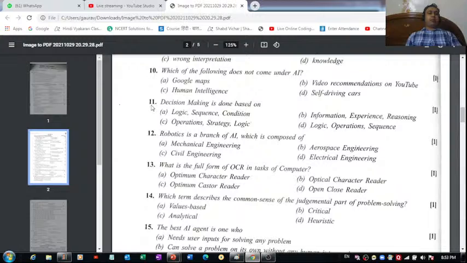Then we have question number 11, which is decision making is done based on. So we have four options here. Now, decision making is done on logic, sequence, and condition. No, it is not correct. We don't take into consideration logic or sequence or condition for making any decision. Yes, information is required.